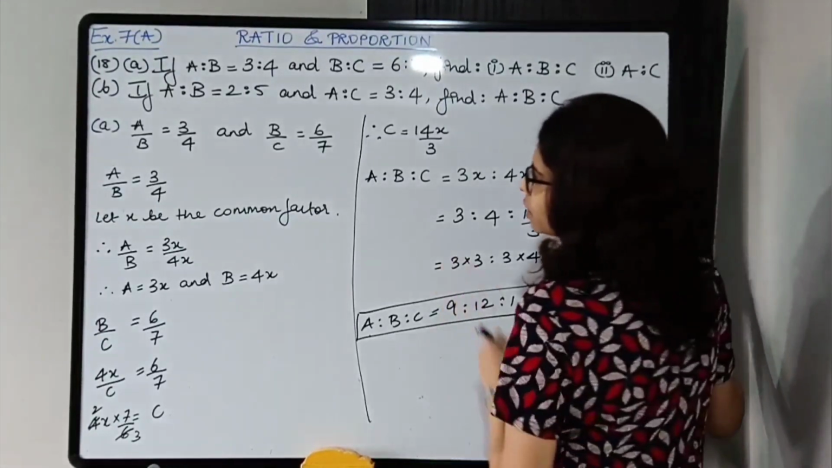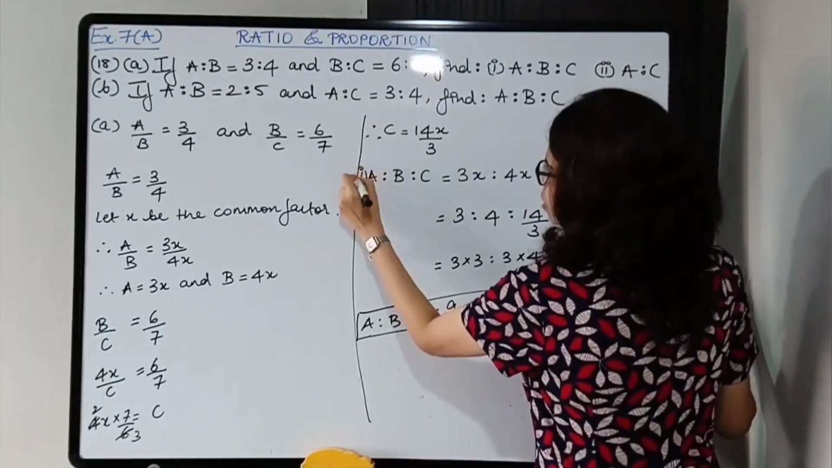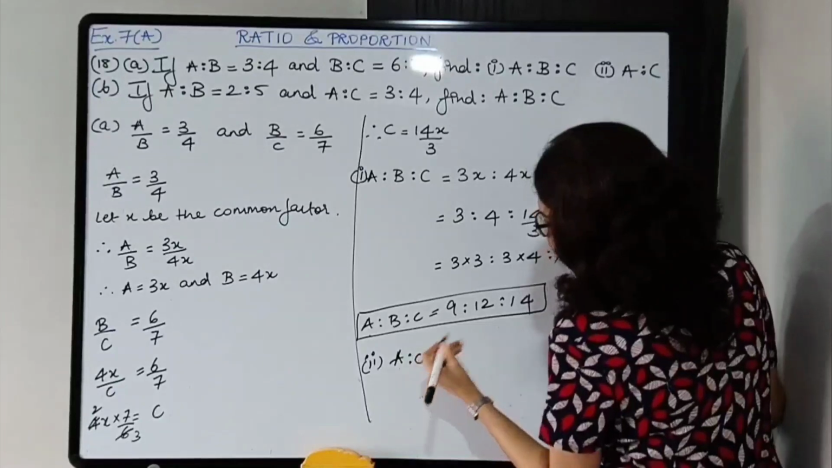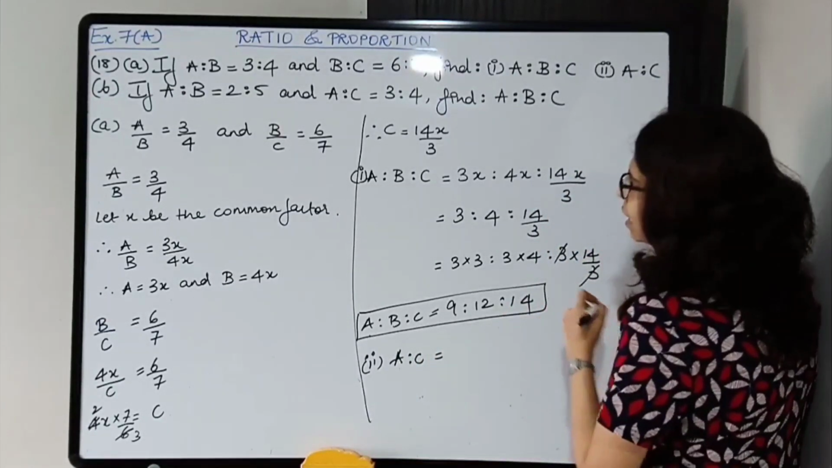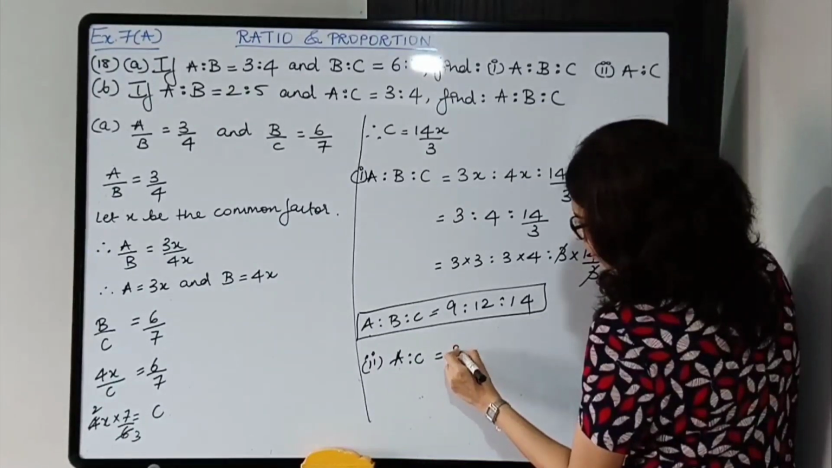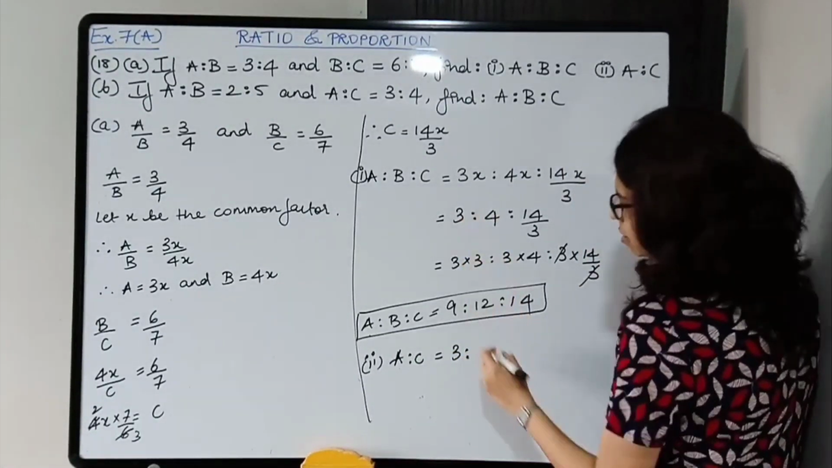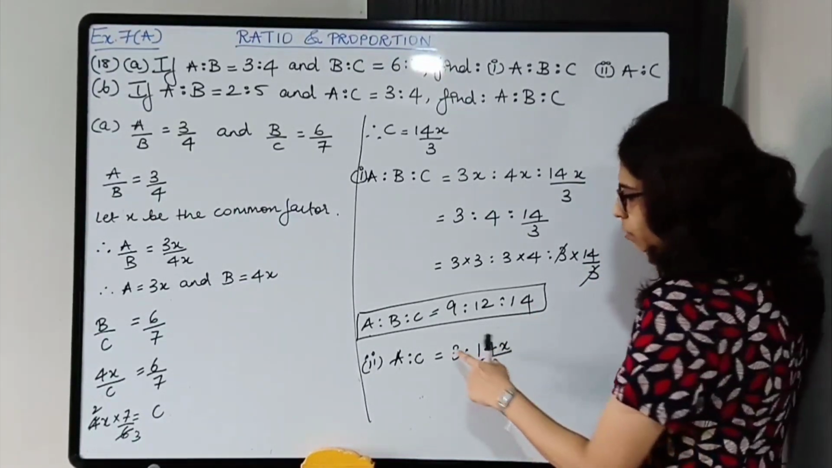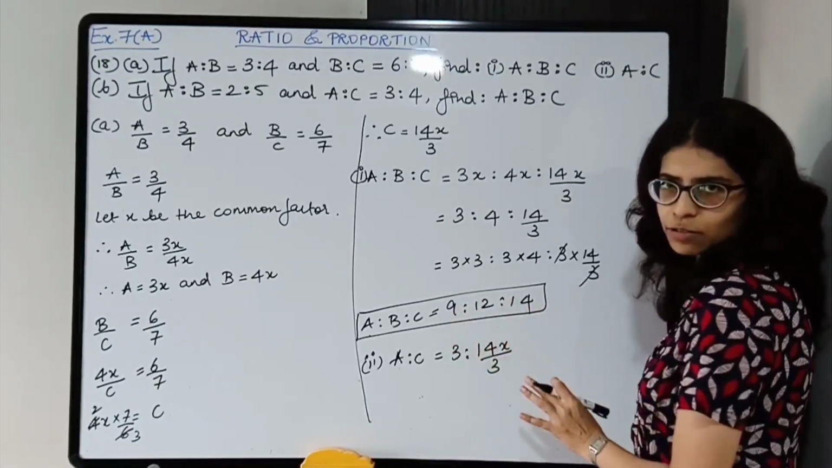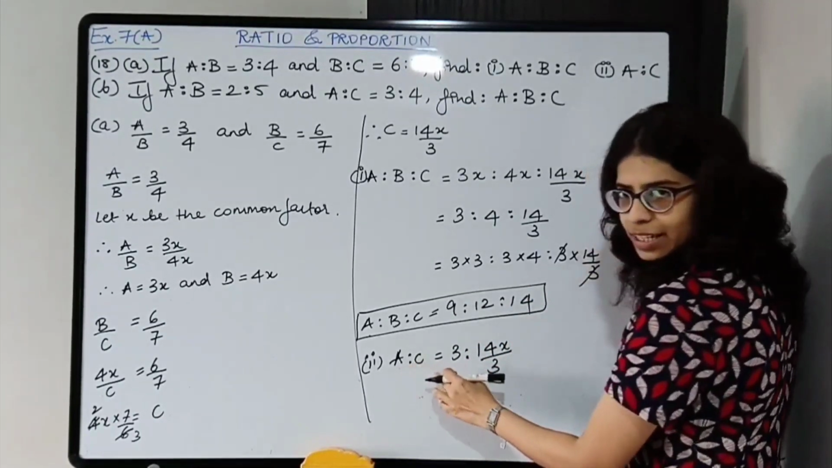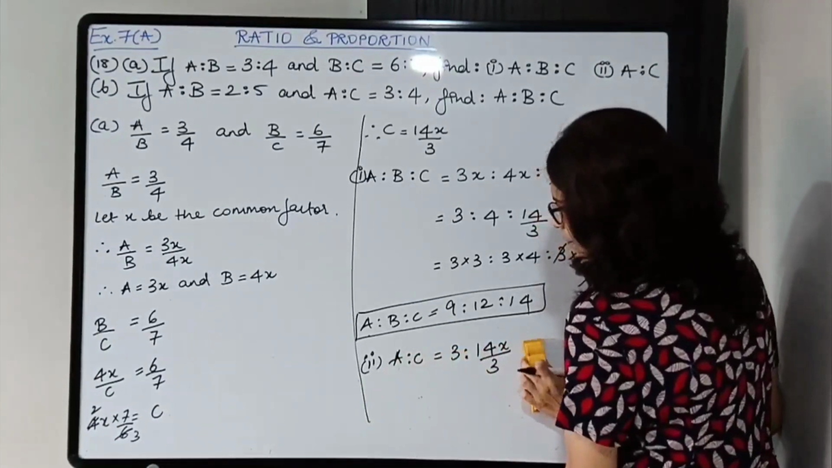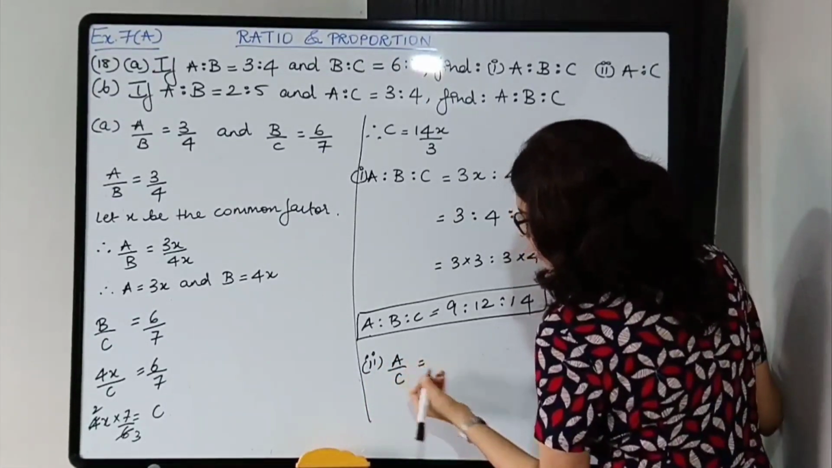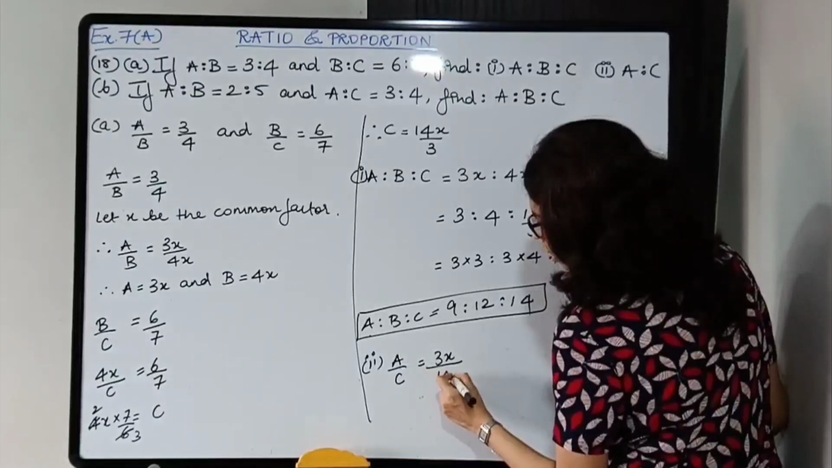Second part. So this was the first part. Just write down over here first part. Second part, we need to find A is to C. So A is to C. What is A? A is 3x. Okay. So 3x is to C is 14x upon 3. Again the same thing. You will multiply by 3. Students, you can solve this normally also. Just as we normally solve when there are only 2, to find the ratio of 2, you can solve it normally like this, taking upon. Okay. So A upon C will be equal to 3x upon 14x upon 3.